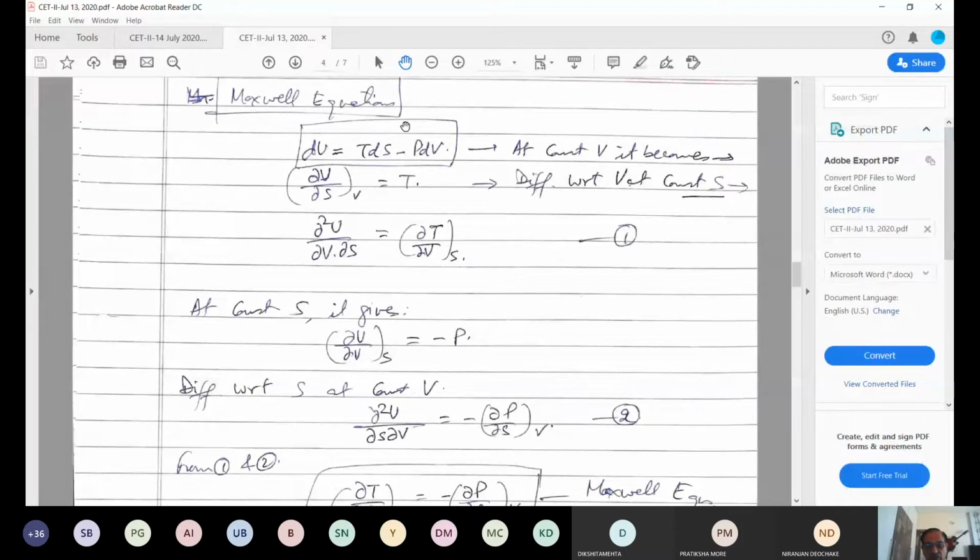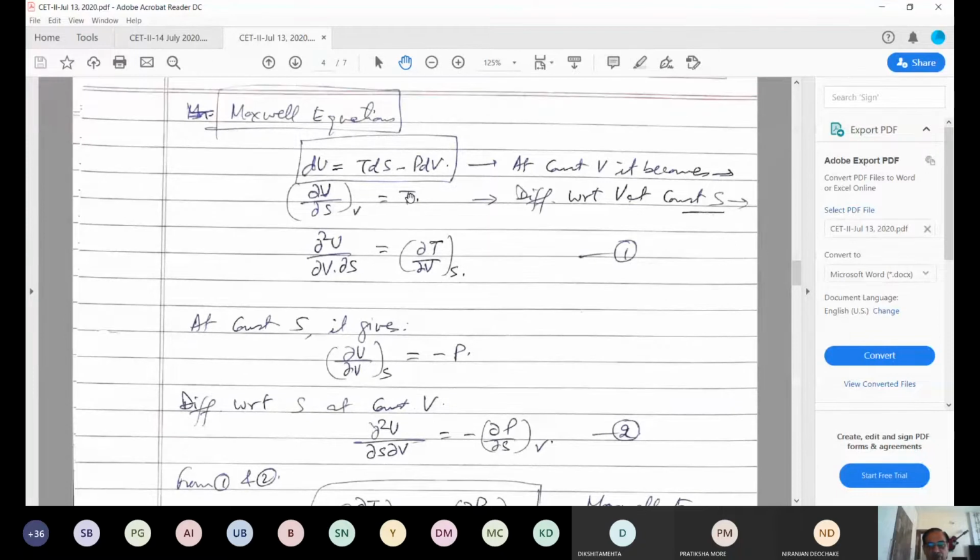We start with dU equal to T dS minus P dV. We take constant volume, so the dV term becomes 0. What we get is ∂U/∂S at constant volume is equal to temperature, and this term is now 0. Then we take a differential with respect to V at constant S. First we have taken constant V, then we take constant S.